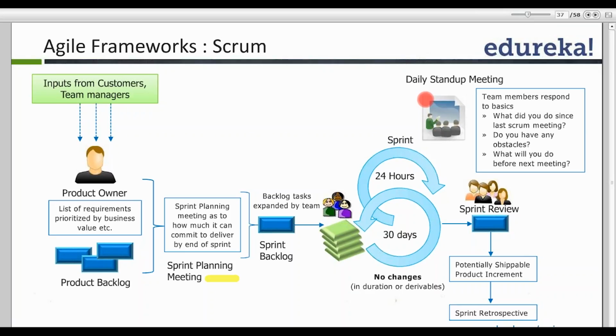questions. What did you do since the last Scrum meeting? Do you have any obstacles? And what will you do before the next meeting?